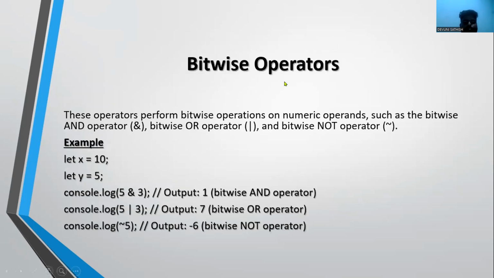Bitwise operators work on numerical operands, such as the bitwise AND operator, bitwise OR operator, and bitwise NOT operator. Here I'm assigning the value x equals 10 and y equals 5. For 5 and 3, the output is 1. For the OR operator, it is 7. And the output of the NOT operator was 6.